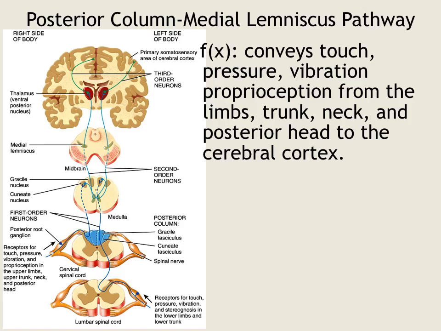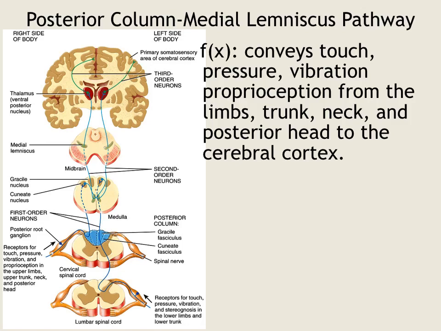So the first pathway we're going to look at is the PCML. The PCML is going to convey senses of touch, pressure, vibration, proprioception. It's going to come from the limbs, from the trunk, from the cervical region, from the neck, from the posterior part of the head, and it's going to bring things through the thalamus and into the primary somatosensory cortex, the correct primary somatosensory cortex. So if it's on the right side, such as on the image, it's going to convey information to the left. If it's on the left side, it's going to convey information to the right.